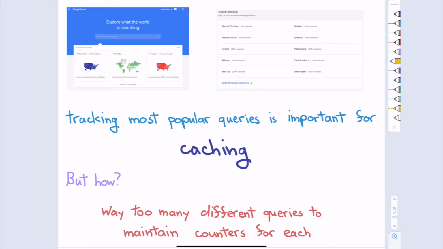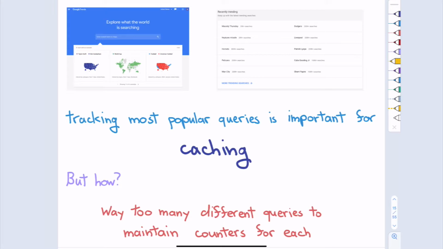And so to try to anticipate the most popular queries, which make up the vast majority of the queries, they need to somehow count and keep track of what's more popular than others. So at some level they want to count, and especially maintain counters for, the most popular queries.